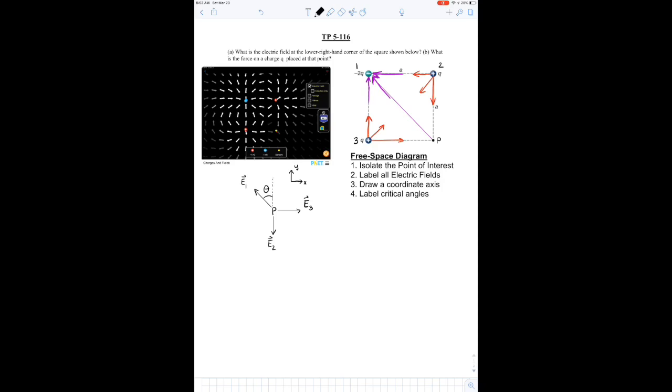All right, physics fans, now we have a nice free space diagram. We're ready to continue solving this problem. Remember, free space diagrams are very similar to free body diagrams, except instead of forces, we're dealing with electric fields. And instead of forces acting on a body, we're dealing with the summation of all those electric fields, helping us visualize what's happening at a certain location where there isn't an actual charged particle. All right, good luck, physics fans. You got this.